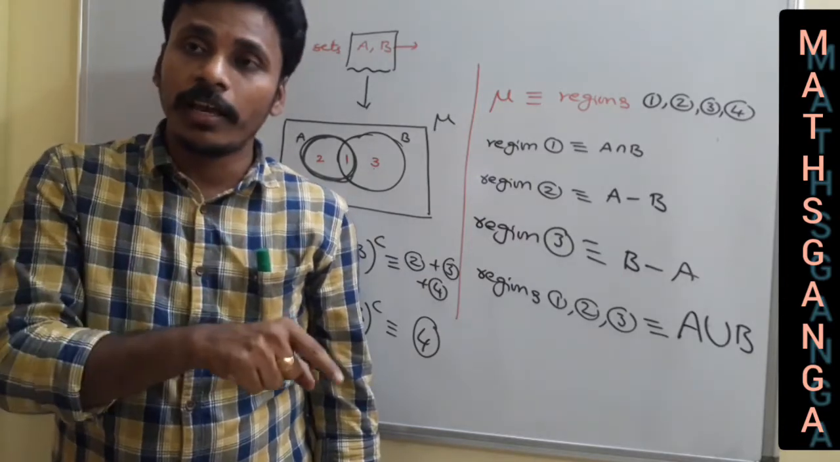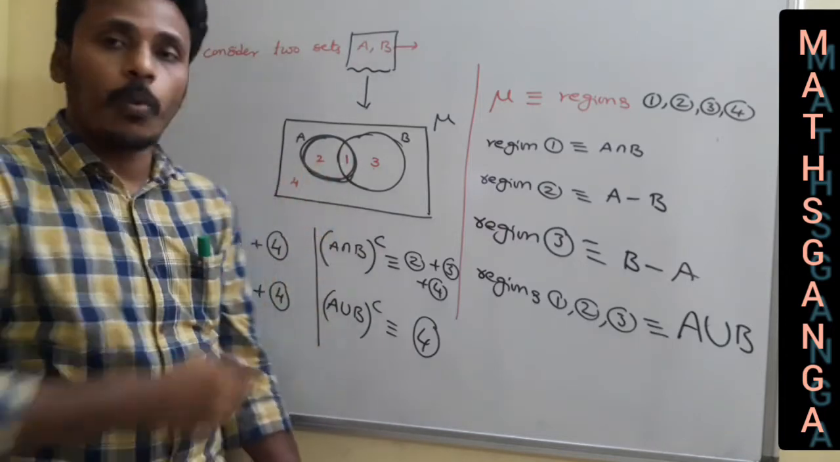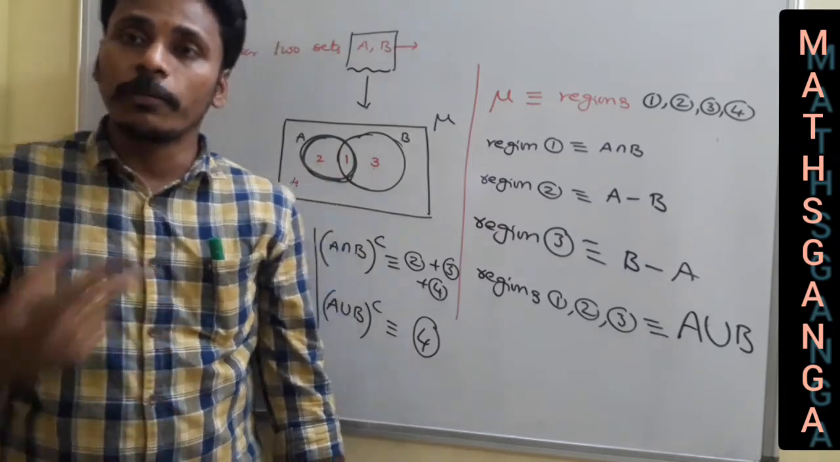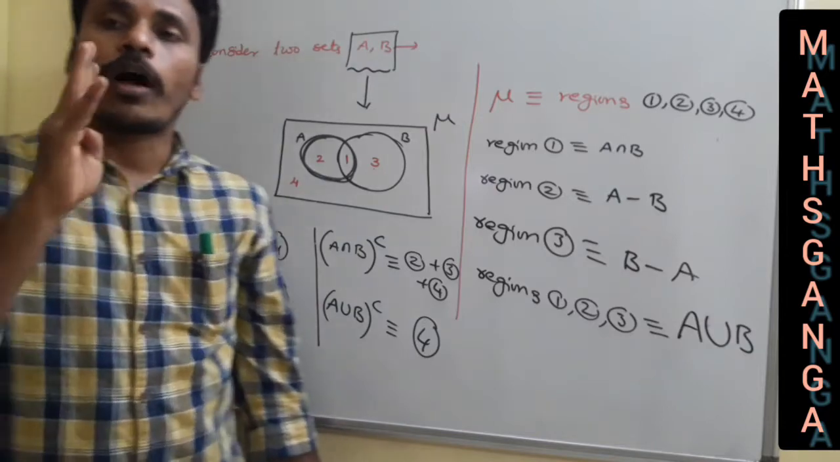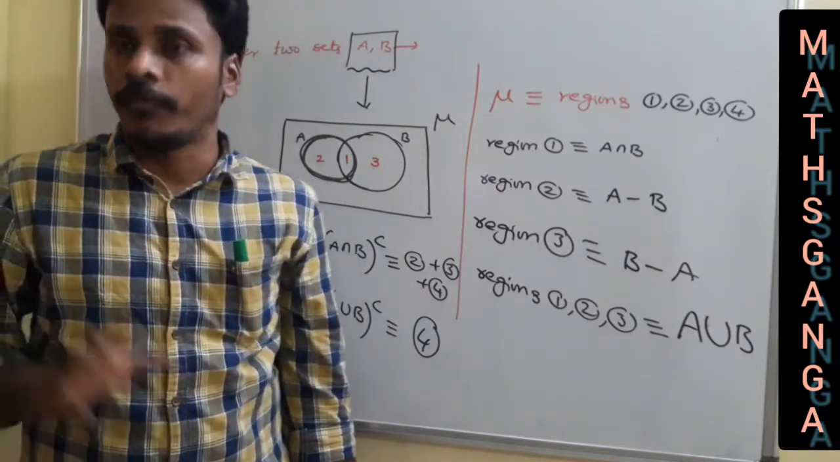In B, not in A. Like this, 1, 2, 3. In A and in B, that is region 1. Not in A, not in B, that is region 4. So ultimately we have only 4 regions. There is no possibility of a 5th region.